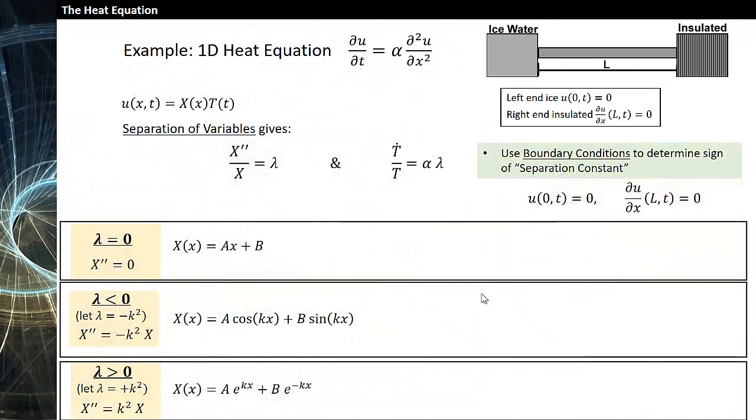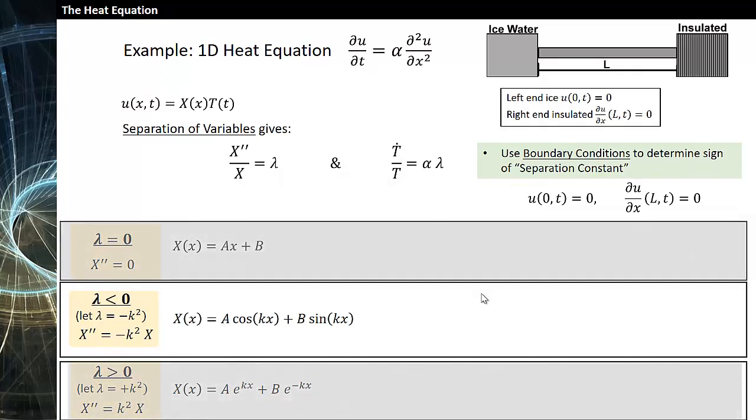So in particular, by making our ansatz and plugging that ansatz into the differential equation, we get these two differential equations, X double prime over X is equal to lambda, and T dot over T is equal to alpha times lambda. And we're supposed to use our boundary conditions to determine the sign of the separation constant. As before, we can have 3 different types of values for lambda. Lambda could be 0, lambda could be negative, or lambda could be positive. You're going to examine lambda equal to 0 and positive in a separate context on, say, a homework.